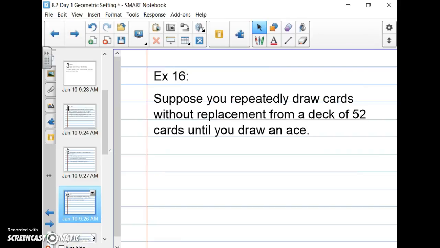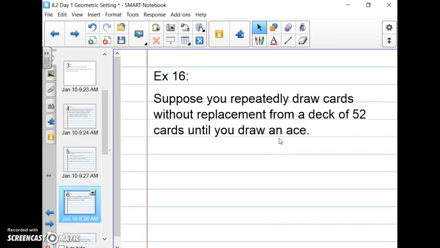Here's another example. Example 16 in the book says, suppose you repeatedly draw cards without replacement from a deck of 52 cards until you draw an ace. Again, you want to talk about those four settings. The first one: success is you draw an ace. Failure would be not drawing an ace.